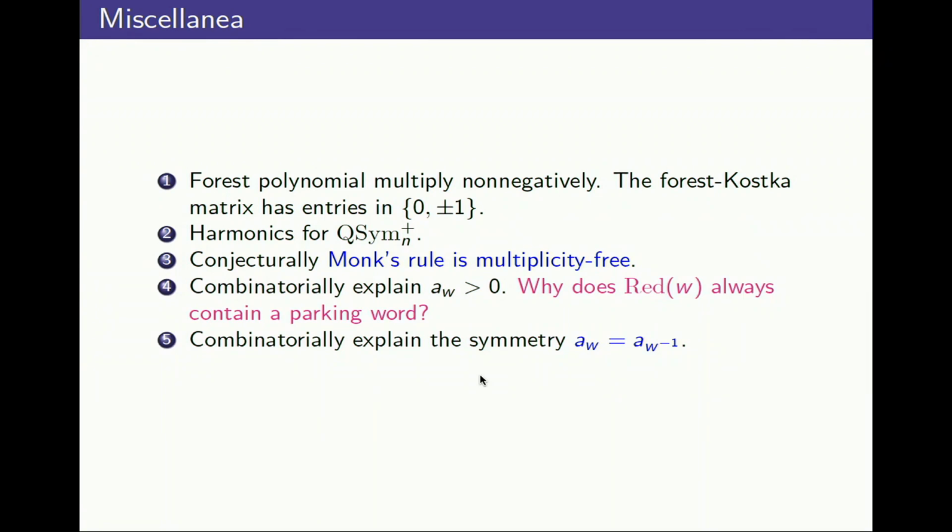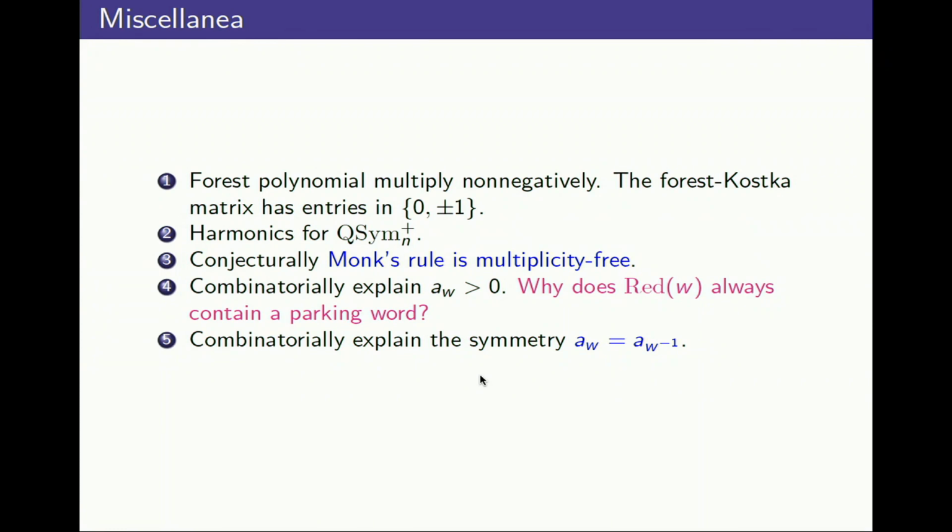We have a product rule, but somehow it's so bad that it doesn't tell you that Monk's rule is multiplicity free. So we conjecture that Monk's rule is multiplicity free. And finally, there are two combinatorial puzzles. I gave you a non-negative interpretation. Actually, this thing is strictly positive.